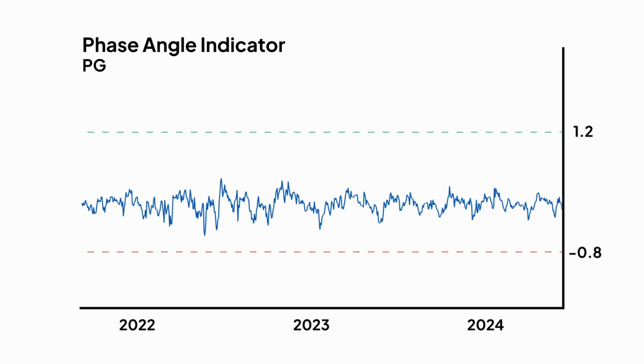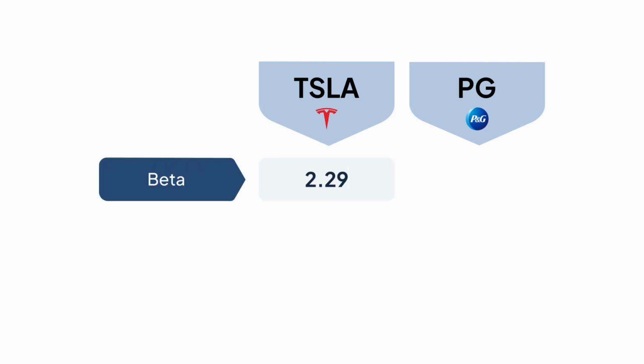The reason is these two stocks have a vastly different beta value. The beta value of a stock roughly measures the volatility of a stock compared to the S&P 500. Tesla has a beta of 2.29, meaning its price moves a lot more than the index, whereas Procter & Gamble has a beta of 0.41, meaning it moves much less. This difference is confirmed by historical data.